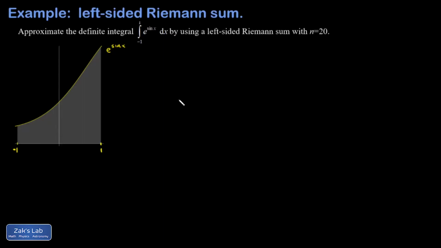In this problem, we're asked to approximate this definite integral of e to the sine x, which is impossible to do symbolically, by using a left-sided Riemann sum with n equals 20. So we're going to slice this interval -1 to 1 into 20 equal subintervals and measure the height of each rectangle at the left-hand side. And when we do that, it looks like this.